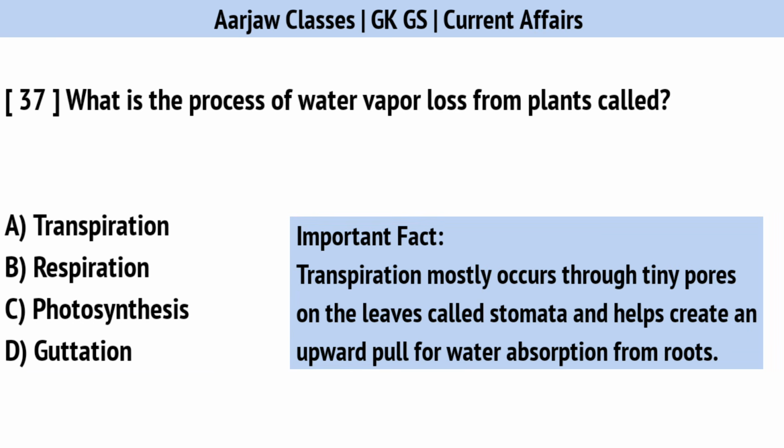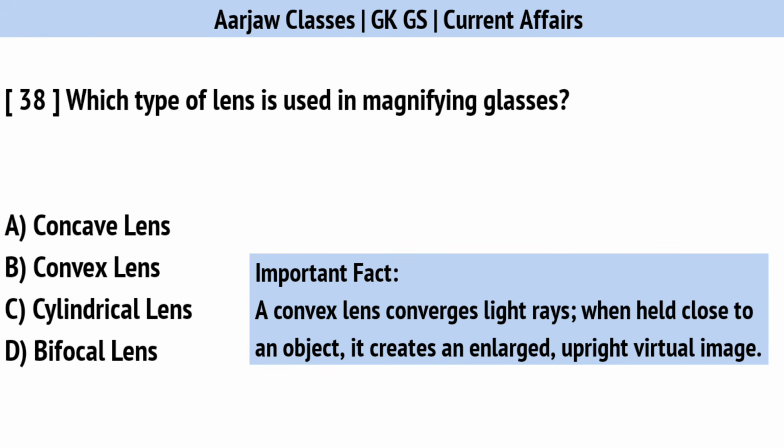What is the process of water vapor loss from plants called? Correct option is A, transpiration. Which type of lens is used in magnifying glasses? Correct option is B, convex lens.